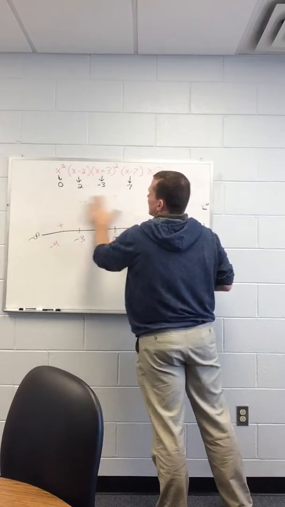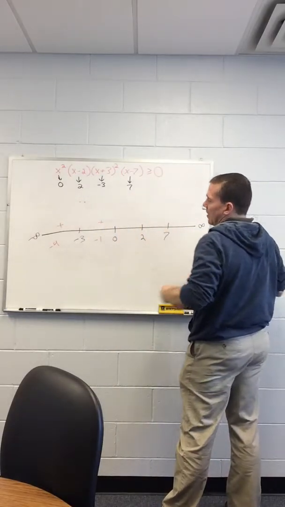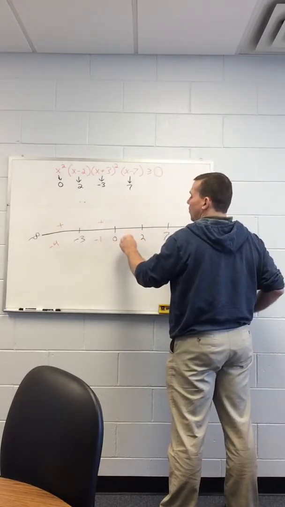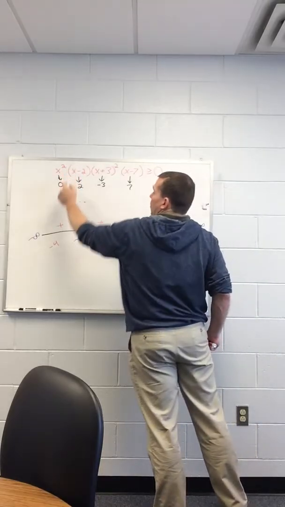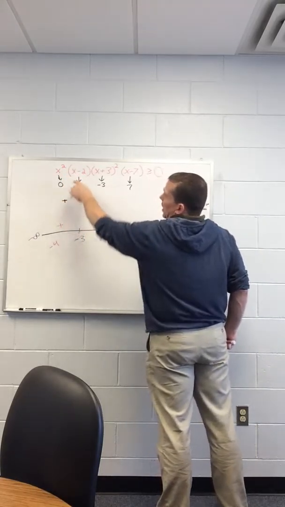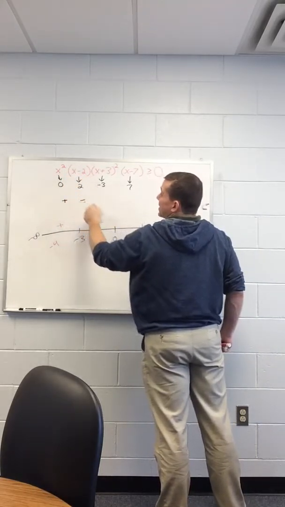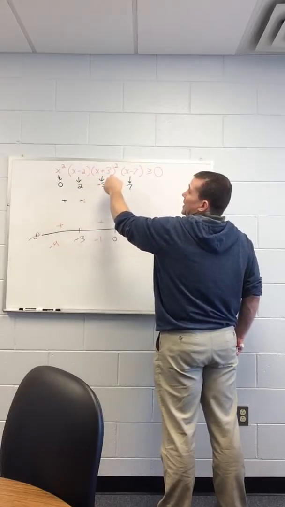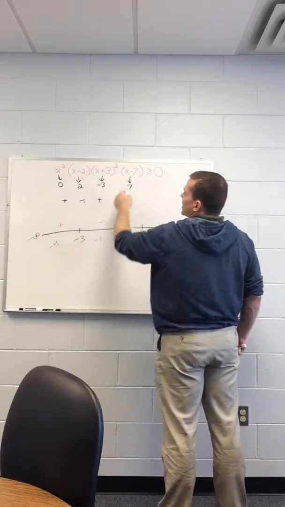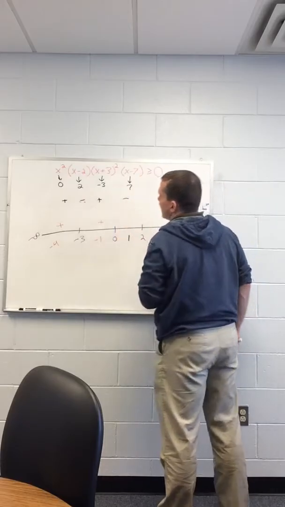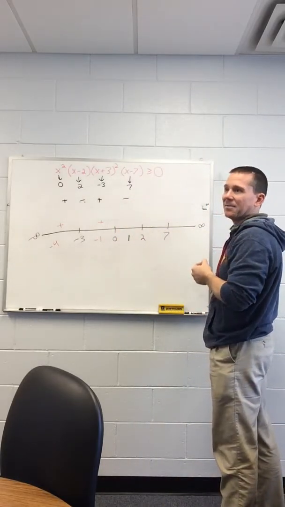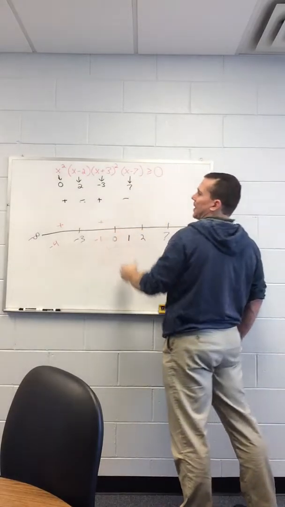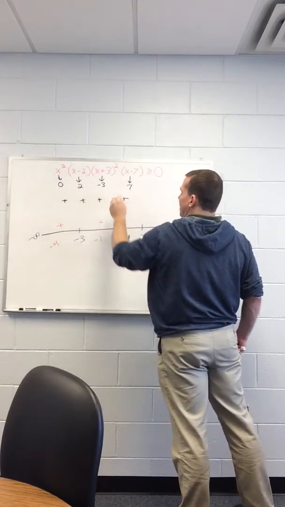Now, I'll just keep erasing this so we can keep doing it that way. Between 0 and 2, I'll go with 1. If you plug in 1, 1 squared is 1, that's positive. 1 minus 2 is negative 1, that's negative. 1 plus 3 is 4, 4 squared is 16, positive. 1 minus 7 is negative 6, that's negative. If I then multiply these out, the two negatives cancel and I get positive.